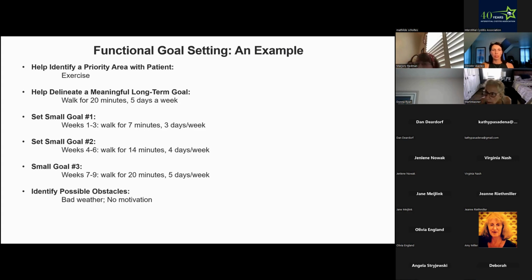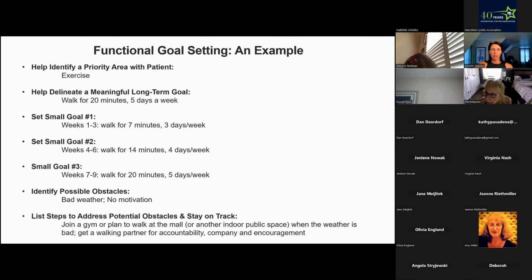And so those possible obstacles could be bad weather. What happens if the weather's bad? It's raining, snowing, I can't get out, or I feel unmotivated to do this. And then some steps to address potential obstacles and stay on track would be to join a gym, or plan to walk at the mall, or identify other indoor public spaces when the weather is bad. And then for accountability and motivation, to get a walking partner for company, encouragement, and accountability.